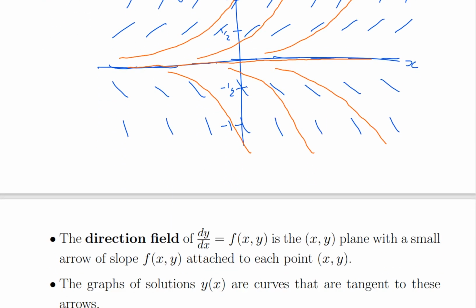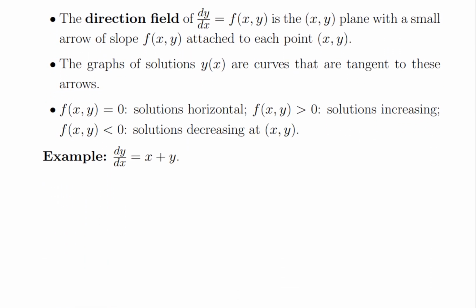I think this is summarized on the next slide. Here we are, the direction field. It's the xy plane with a small arrow of slope f of x and y attached to each point. The graphs of solutions are curves that are tangent to those arrows. Anywhere f of x and y is 0, any solution passing through that point must be horizontal. If f of x and y is greater than 0, solutions must be increasing. If f of x and y is less than 0, solutions must be decreasing.